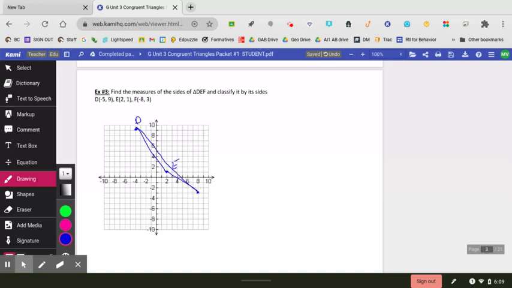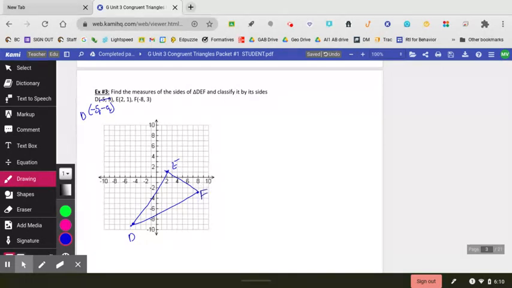It's not great, but it is a triangle. And I want to classify it by its sides. And actually, let's change D. So I want to make D be -5, -9. That's just going to give us a more definitive triangle. So -5, -9. I think when I made the notes, that was the typo there. So we're going to change D to be that.